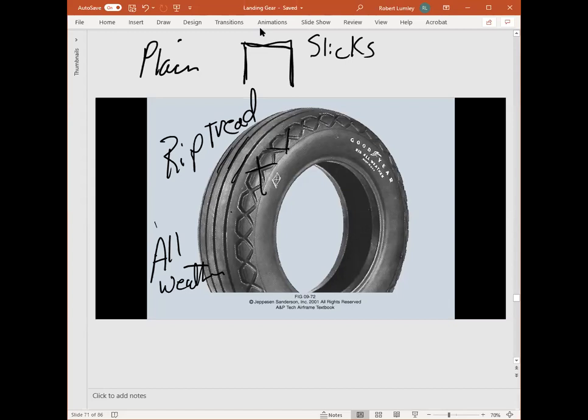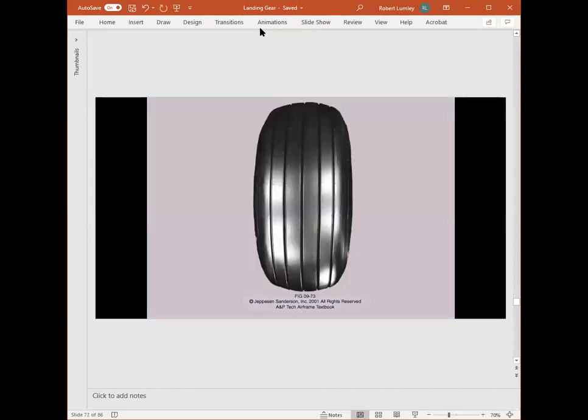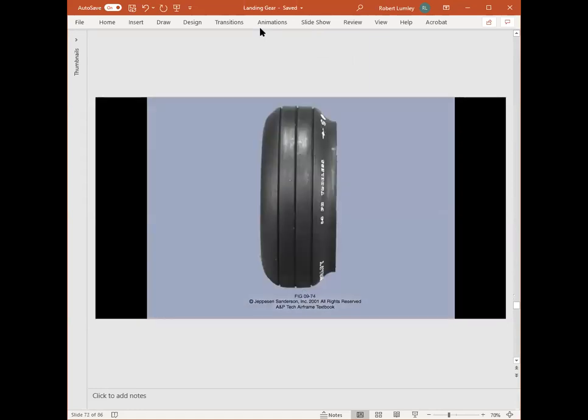One more before break. So we talked about the rib tread, the all weather, right? Now, I showed you this yesterday: on the 727, the nose wheel has a rubber deflector molded into the sidewall of the tire. And this is known as a chine, okay? And the chine is there to deflect water and snow from the aircraft.